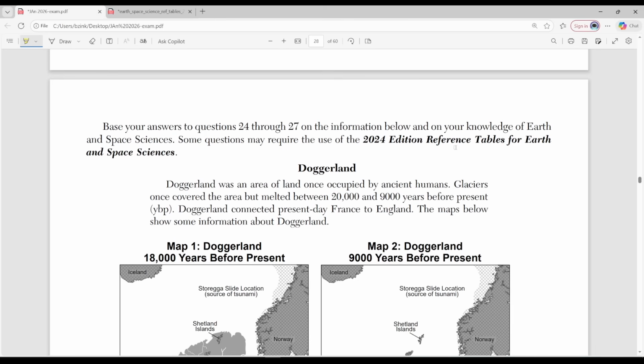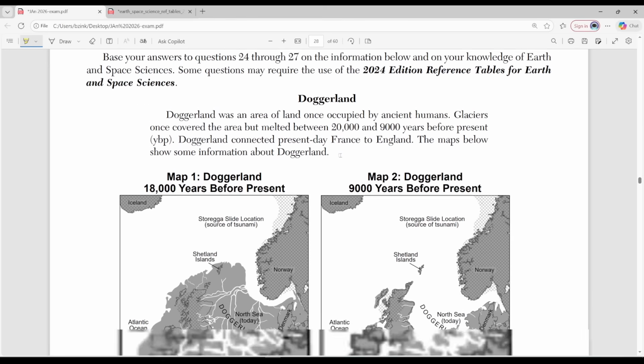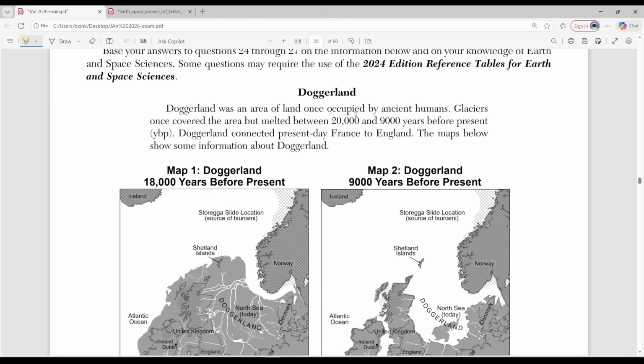We got Doggerland. Doggerland was an area occupied by ancient humans. Glaciers once covered the area but melted. Okay, so occupied by ancient humans. Glaciers once covered the area but melted between 20,000 and 9,000 years before present. So we melted. Doggerland connected present-day France to England.